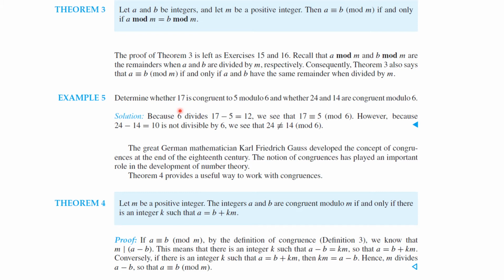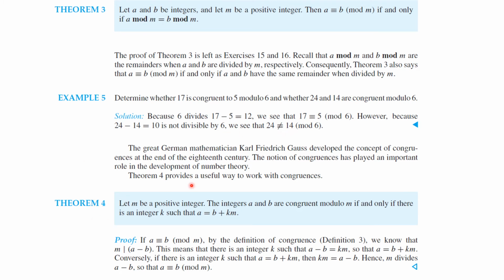So I could ask you questions. Is 17 congruent to 5 mod 6? And you say, yes it is, because 6 divides 17 minus 5, which is 12. So that means that 17 is congruent to 5 mod 6. However, in the second one, checking if 24 and 14 are congruent mod 6, 24 minus 14 is 10, and that's not divisible by 6. So those two things are not congruent.